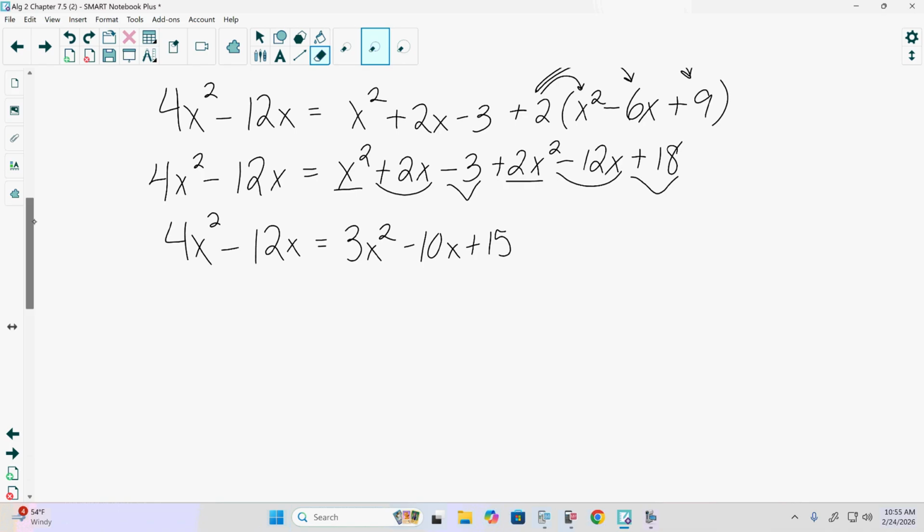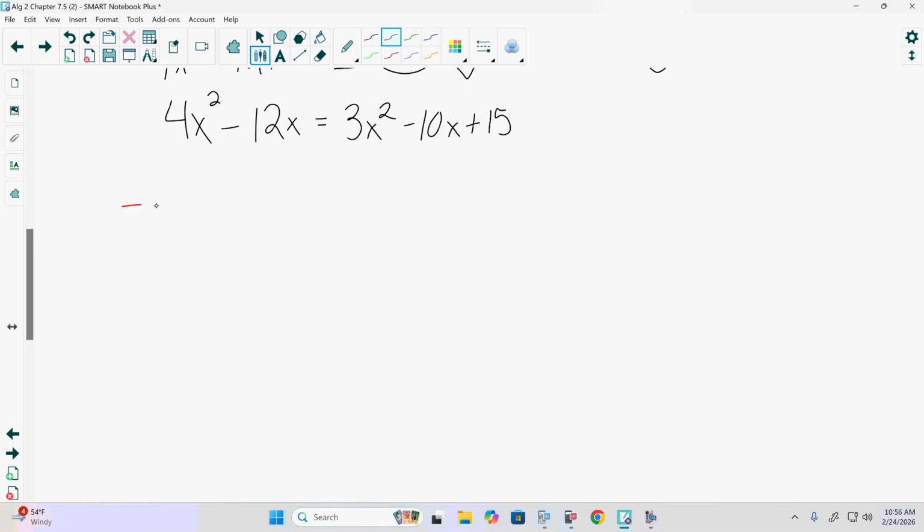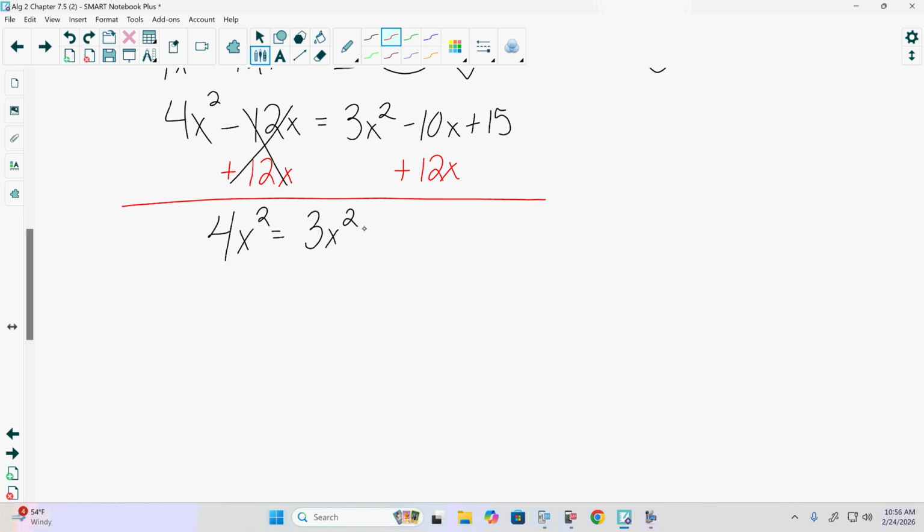Now, since we do have quadratic terms, we have x squared terms, we need to get this equation equal to what? 0. What do we want to move first? So we can add 12x to both sides. And on the left-hand side, negative 12x plus 12x will simplify out, leaving us with 4x squared is equal to 3x squared. Negative 10x plus 12x, negative 10 plus 12, is going to give us positive 2x, telling us that 4x squared is equal to 3x squared plus 2x plus 15.